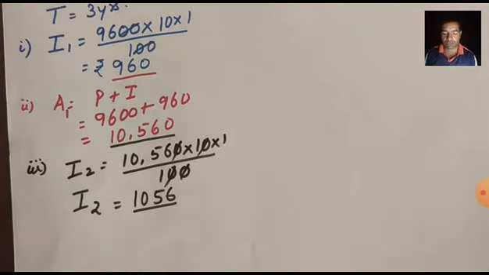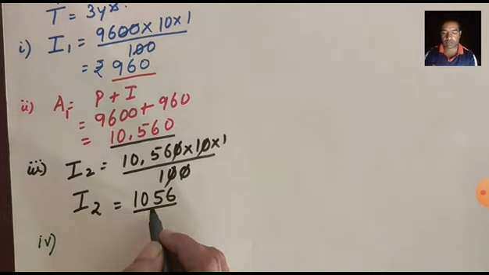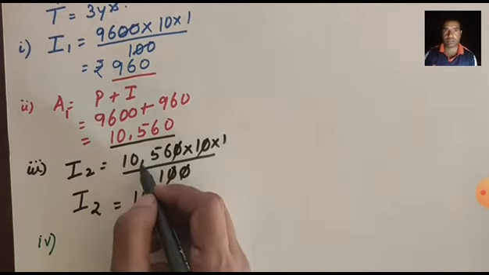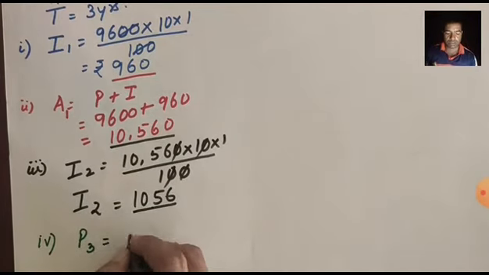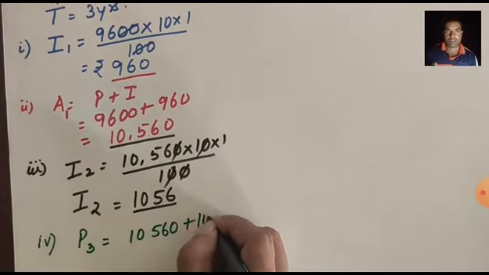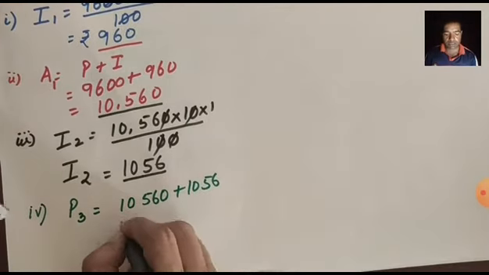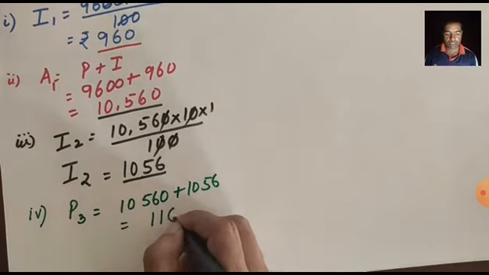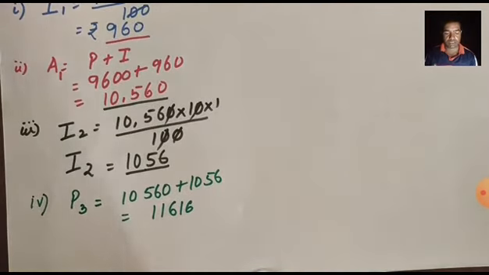Now interest we got. So the next thing, what we have to find? Fourth one, principal for the third year. Principal will be 10,560 plus 1056. When we add both, which will be 11,616.